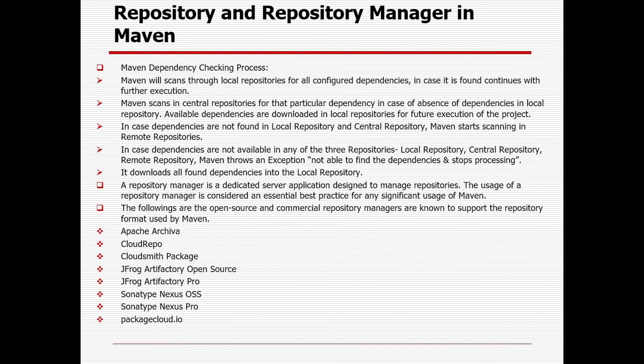First, Maven will scan through the local repository for all the configured dependencies. In case it is found, it will continue with the further execution. If the dependency is not available in the local repository, Maven scans the central repository for that particular dependency. The available dependency will be downloaded with the help of the internet for future execution in the project. In case the dependency is not found in local and central, Maven will start scanning the remote repository. In case the dependency is not available in any of the 3 repositories, it will throw an exception, not able to find the dependency, and stop processing.